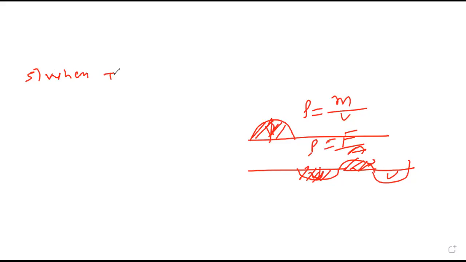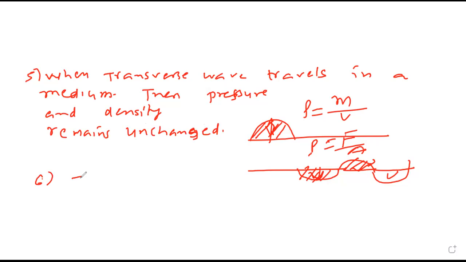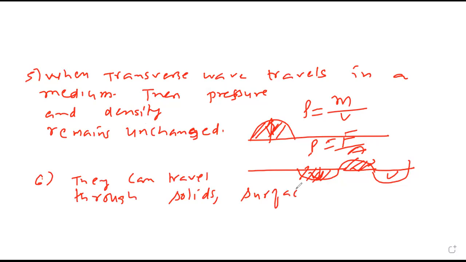So when a transverse wave travels in a medium, then pressure and density remain unchanged. Pressure and density remain unchanged. Sixth, they can travel through solids and the surface of liquids, but not through gases, because gas does not have definite volume.